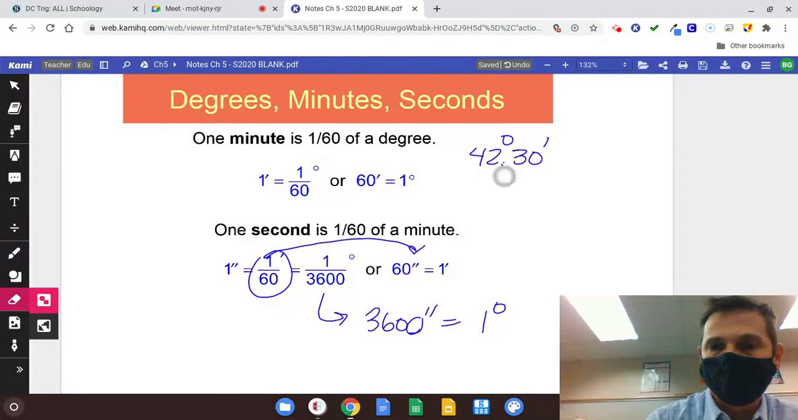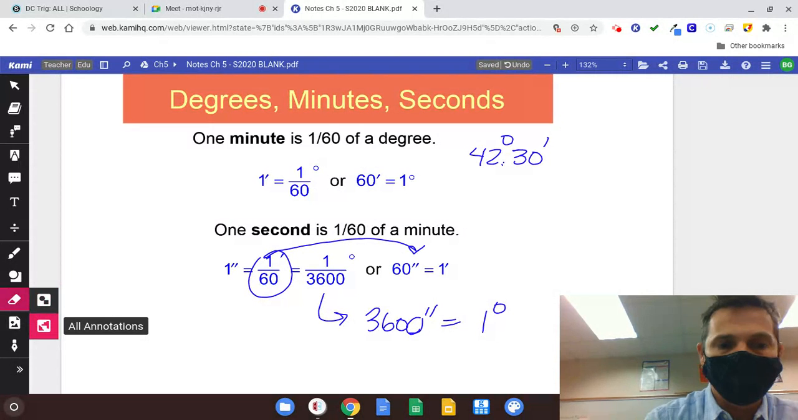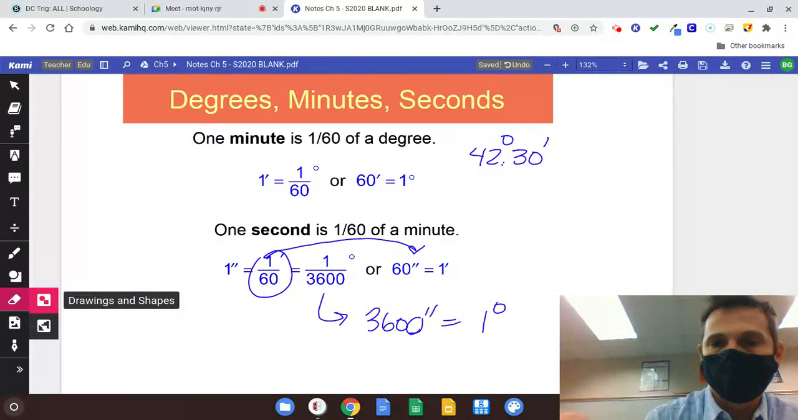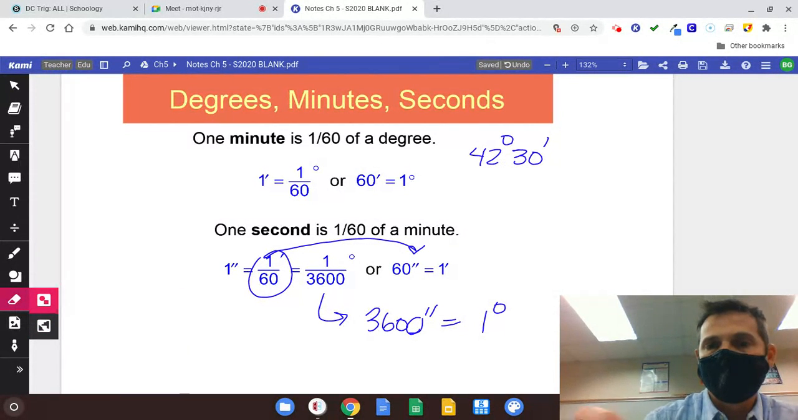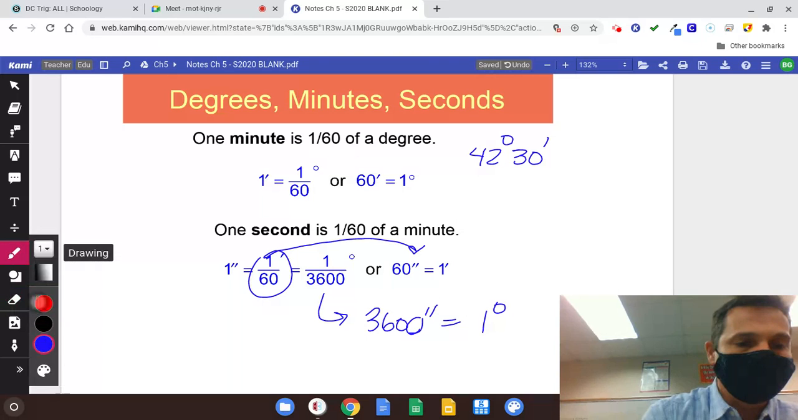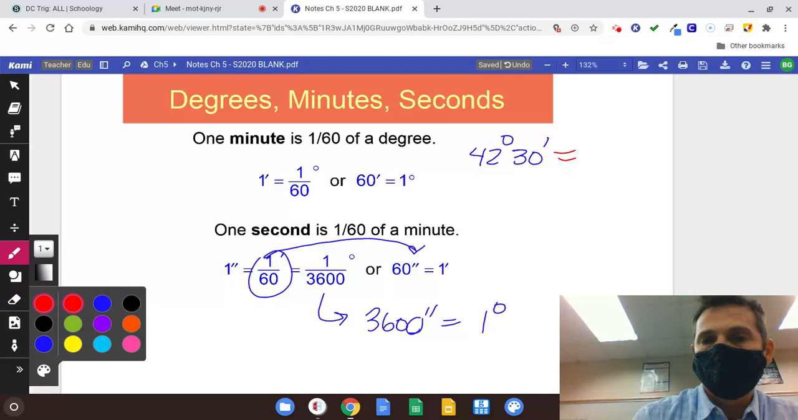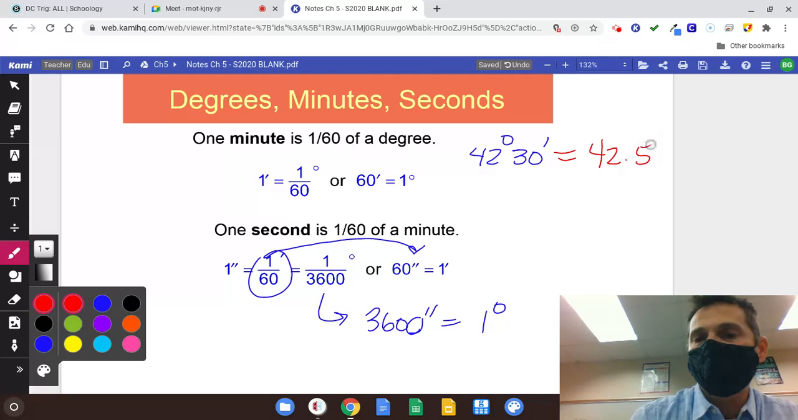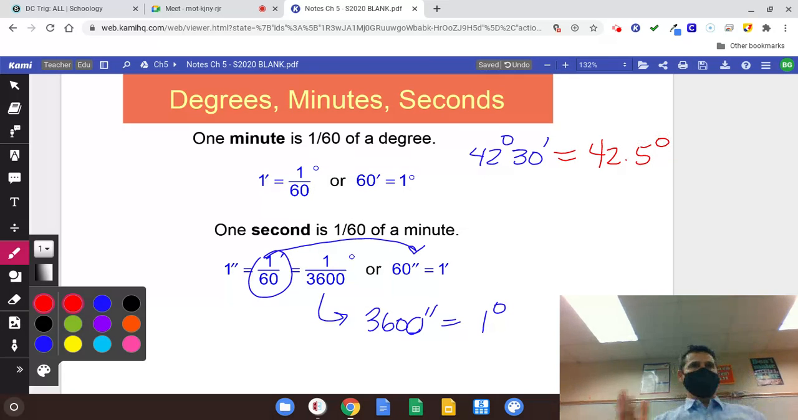42 degrees and 30 minutes. Think about it as a decimal: 30 minutes out of 60 minutes, that's like 0.5. So that's saying the same thing as 42.5 degrees. It's the same thing. 42 degrees and 30 minutes is just 42.5.